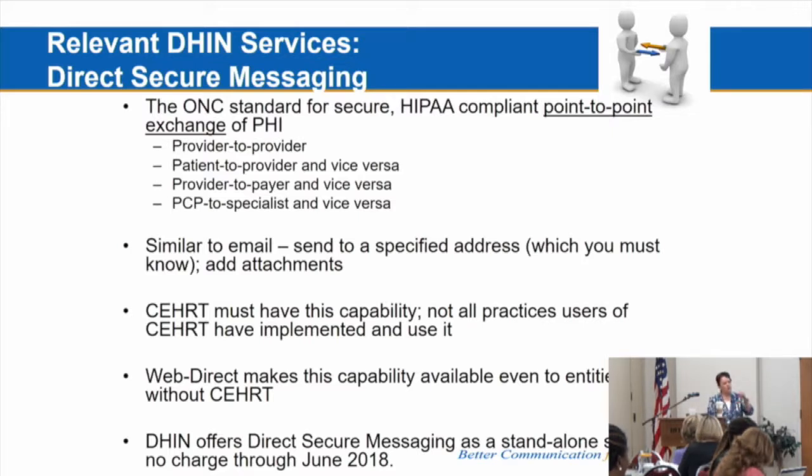As I alluded to earlier, the beauty is that WebDirect makes this capability available even to entities without an EHR. So those behavioral health practices, one of the things we're trying to do here is better integration between primary care and behavioral health. How do you exchange information? That's the big problem. You're operating in silos. And direct secure messaging can really be a valuable way to exchange protected health information.